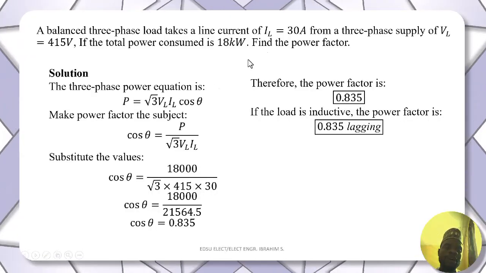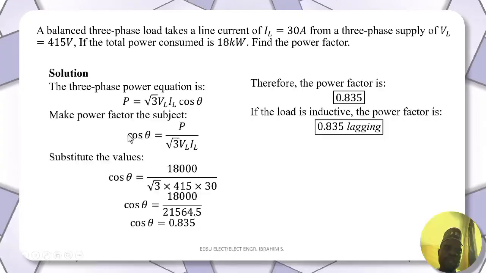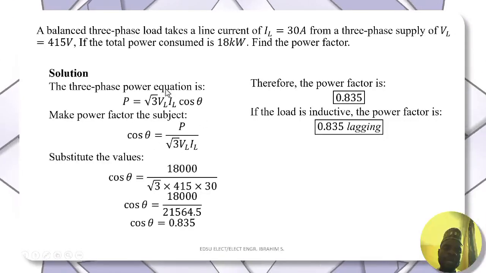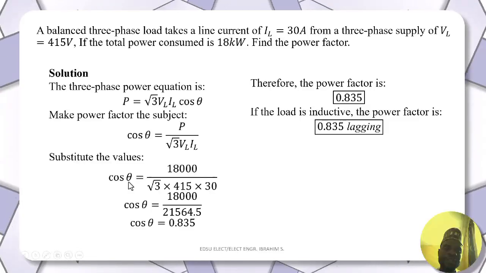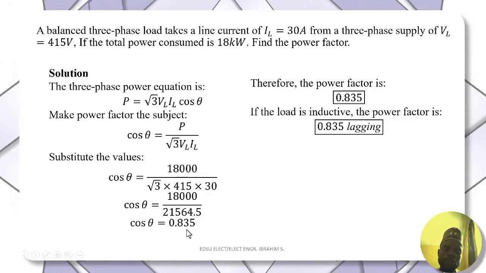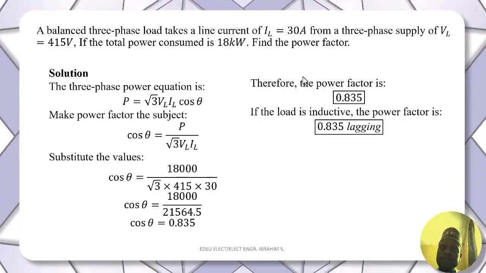So we have P equals root 3 VL IL cos theta. So our cos theta equals P divided by root 3 VL IL, when I divide both sides by this. So my cos theta is my P divided by this. So cos theta is 0.835.